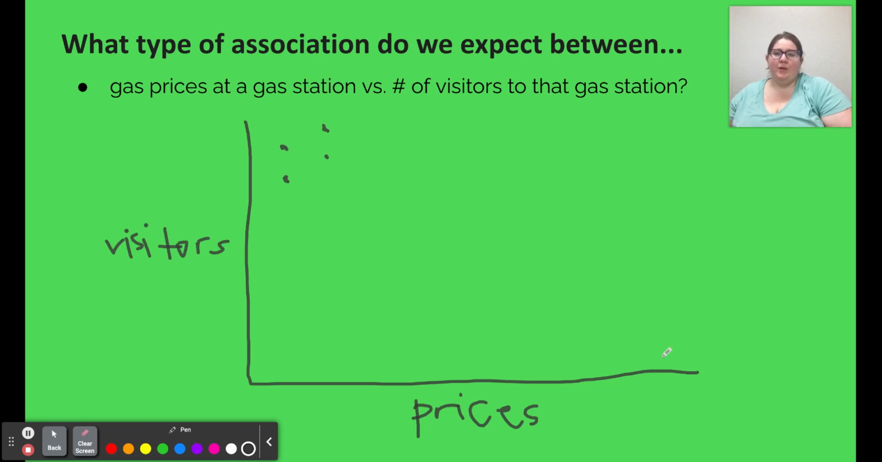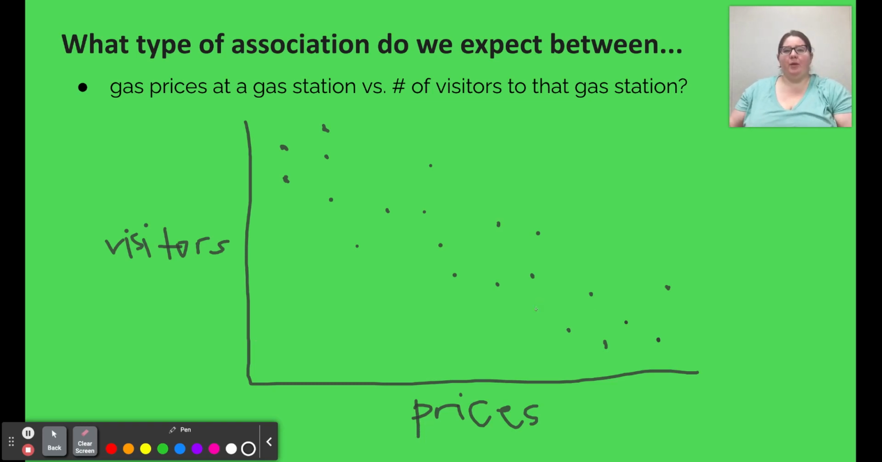Same thing if the gas prices are really, really high, I don't expect to see as many visitors. Maybe it depends day to day. Maybe it's the only gas station that's nearby. But generally speaking, we probably see on most days a lower number. And then in between, there's a medium price of gas. We expect to probably see a moderate amount of visitors. So from this picture, if I were to guess, I would say there's probably a negative, probably moderate, because it's not going to be perfect, maybe even strong. Moderate to strong, and I would guess fairly linear association between gas prices and number of visitors to the gas station. Right?